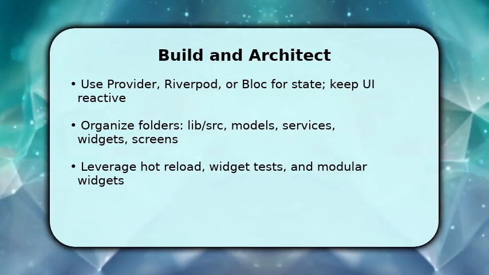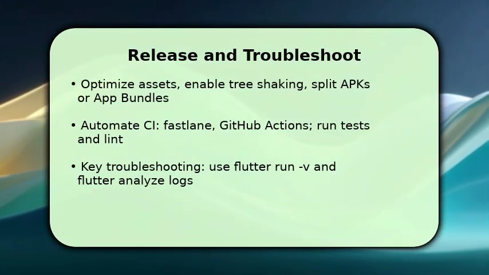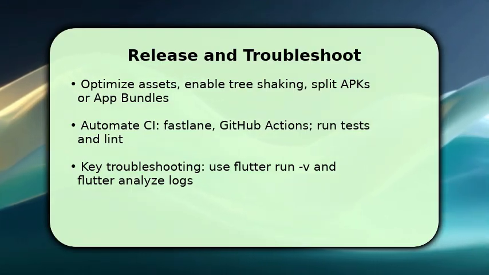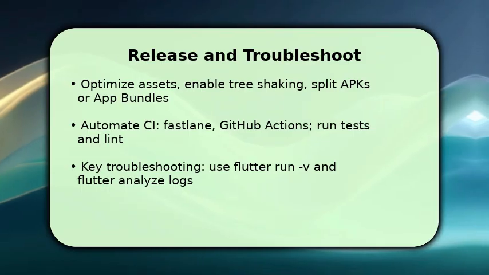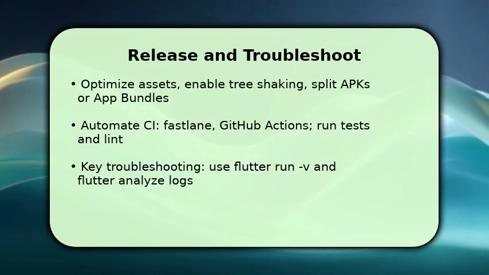build for release. Compress and cache assets, enable tree shaking in release mode, and produce split APKs or an app bundle to reduce download size. Automate CI with Fastlane or GitHub Actions to run tests, lint, and sign builds automatically.